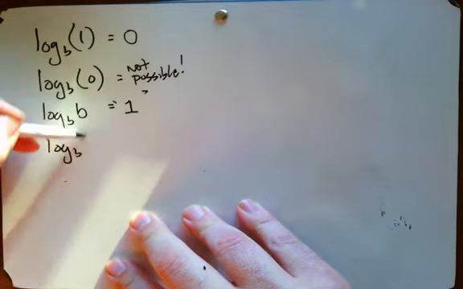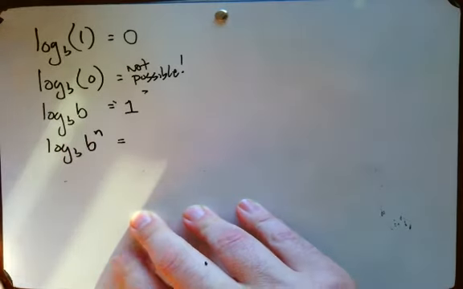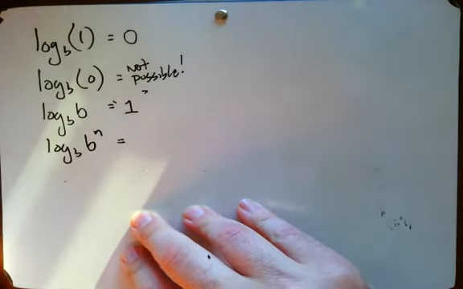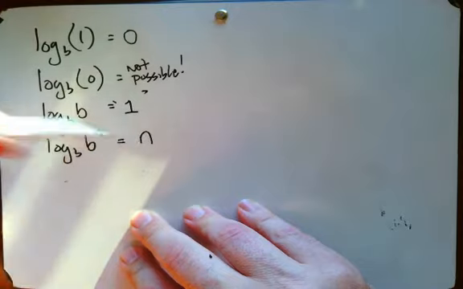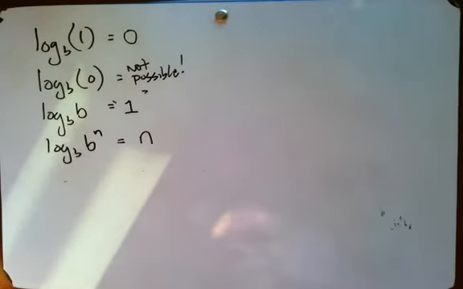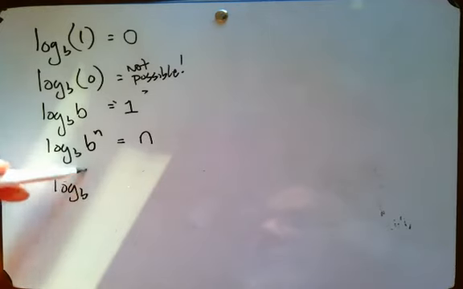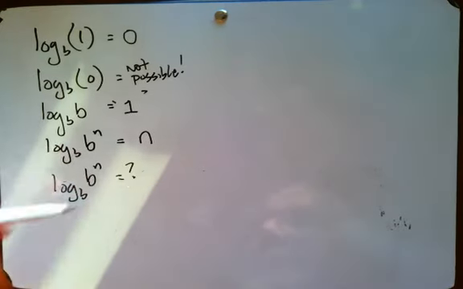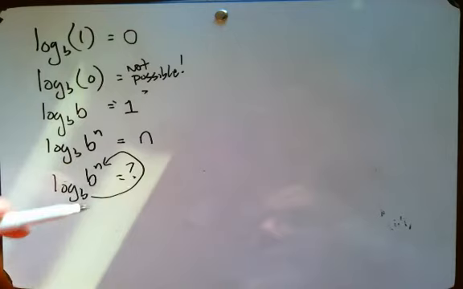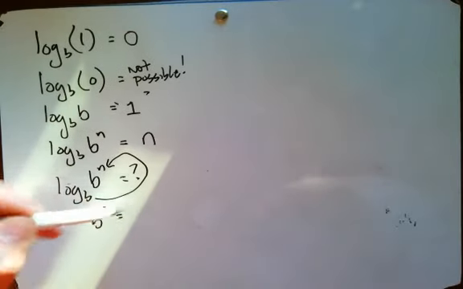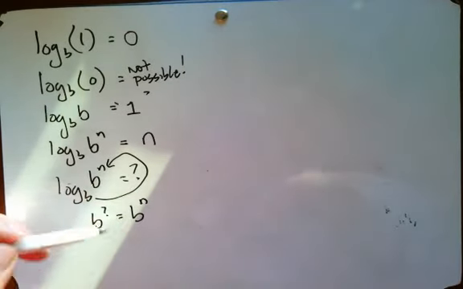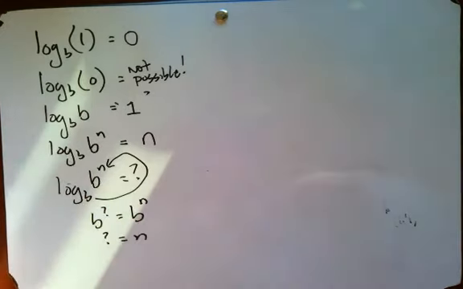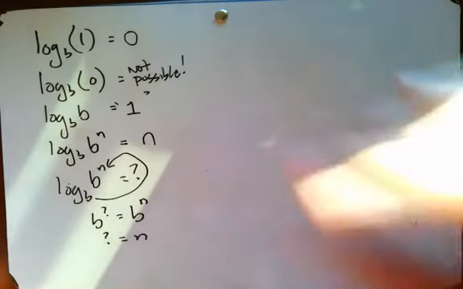How about log base b of b to the n? That one's going to be very important today. And we should end up with n. I'm wondering how many people did this problem this way. Log base b of b to the n equals question mark, and then scorpion tail to get b to the question mark equals b to the n, and so question mark equals n. That's one approach to this problem.